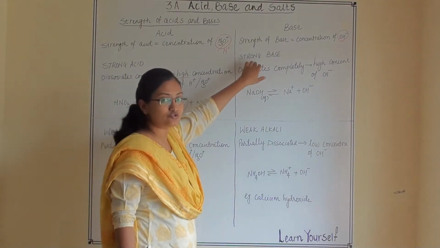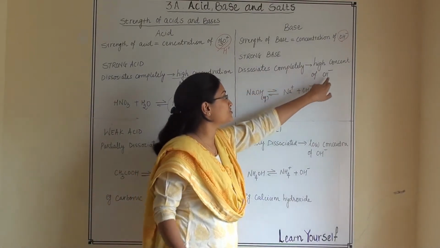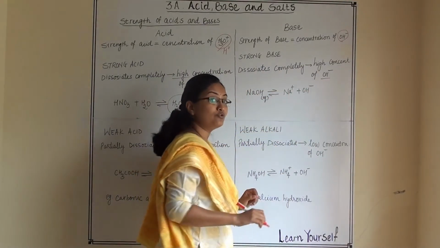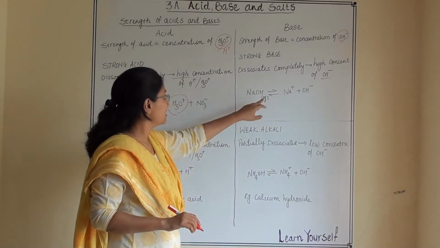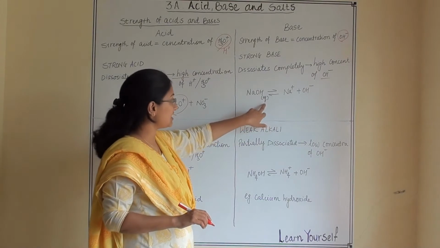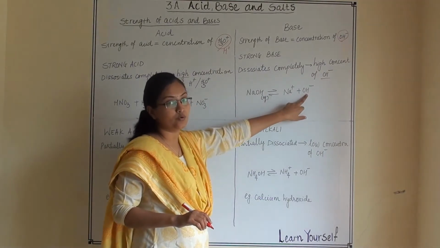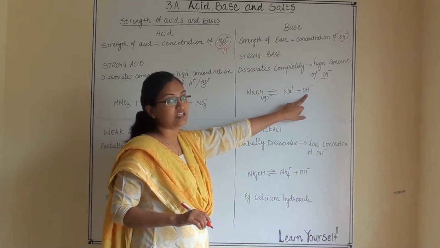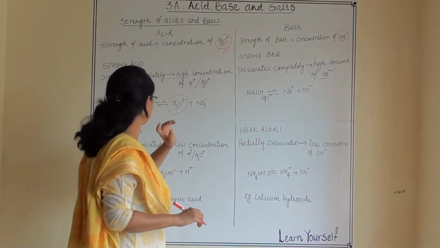Now when it is a strong base, it dissociates completely and gives a high concentration of hydroxyl ion. For example, sodium hydroxide. In aqueous phase, NaOH plus H2O, it gives you Na plus and OH minus. Another example of a strong base is potassium hydroxide.